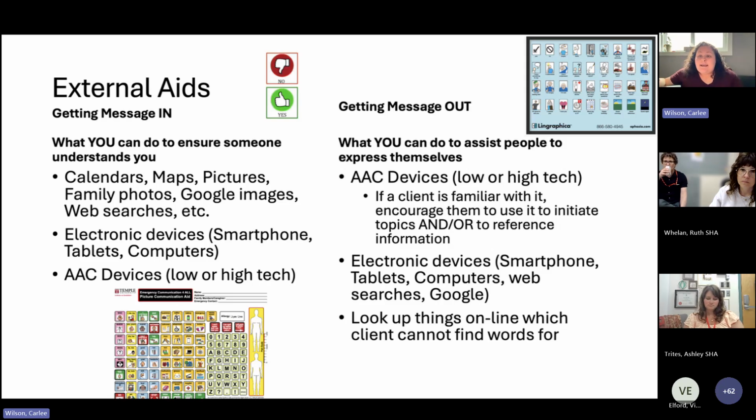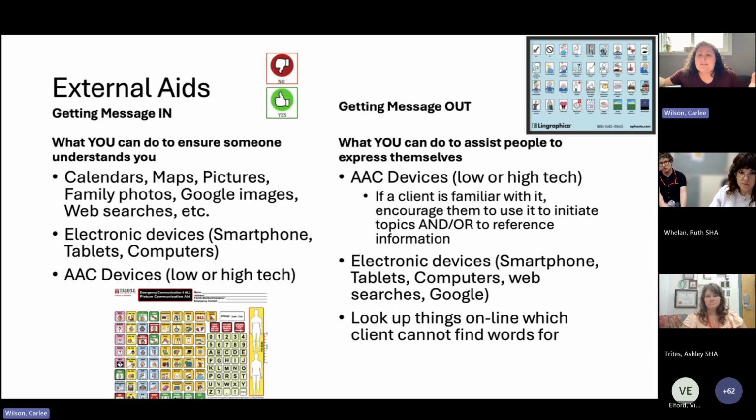These can be low or high tech. It can be as low tech as this yes and no symbol that I have at the top, or it can be a simple page printed out that people point to, or they might even have an app on their iPad or smartphone that helps them communicate.